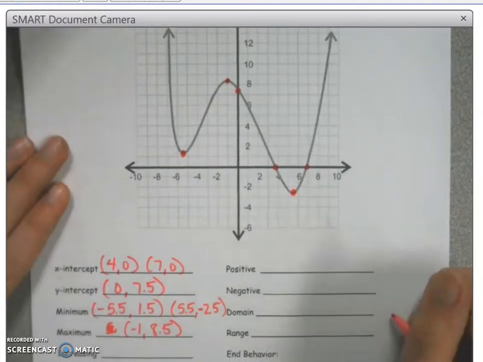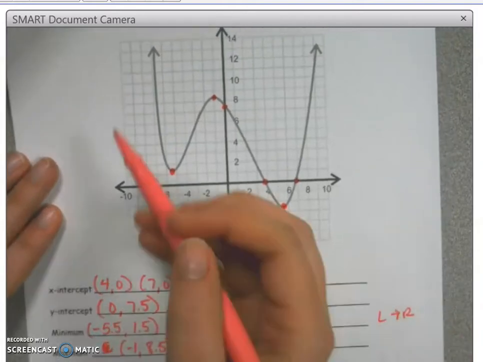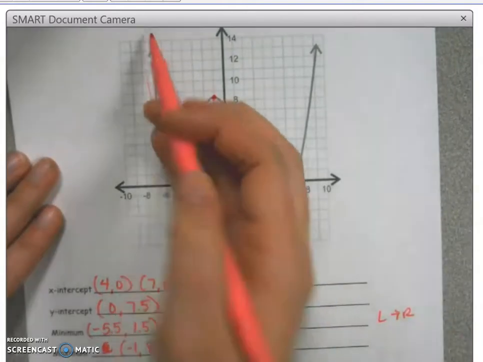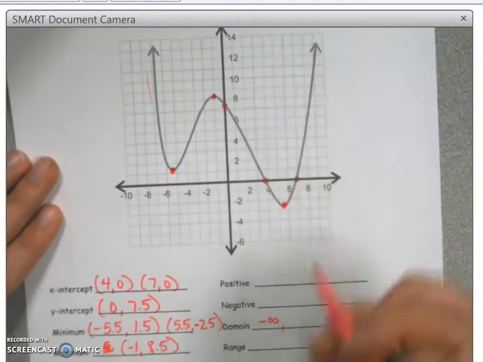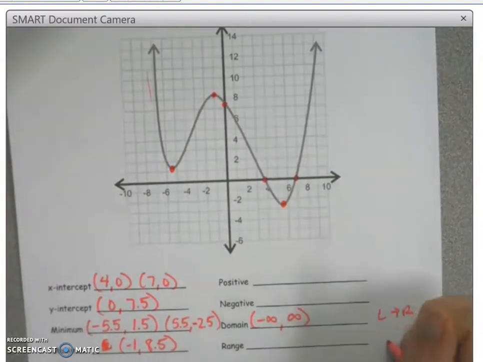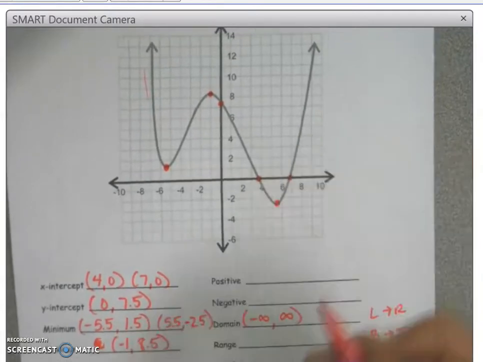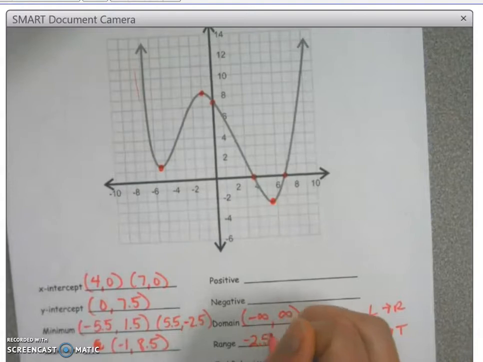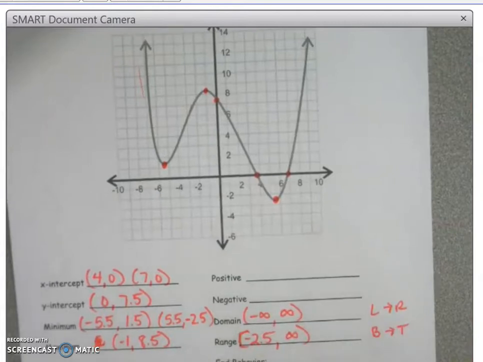Domain, don't forget, is left to right. So left to right, if I go left forever, that is -infinity. And this one goes right forever, that's positive infinity. And range is bottom to top. So the lowest point on this graph is here, which is at -2.5, and it goes up forever, so we call that infinity.